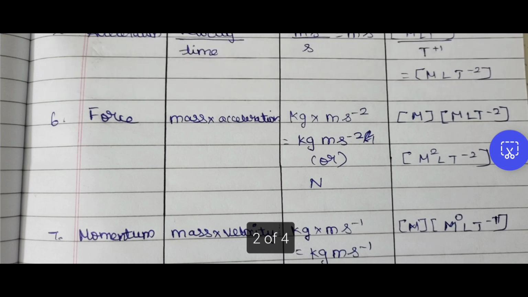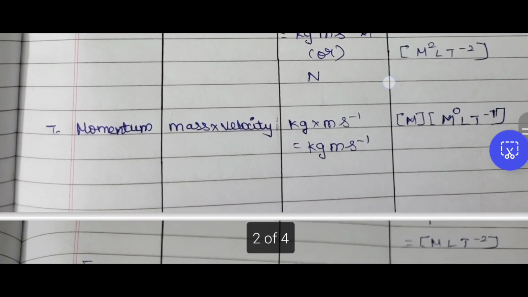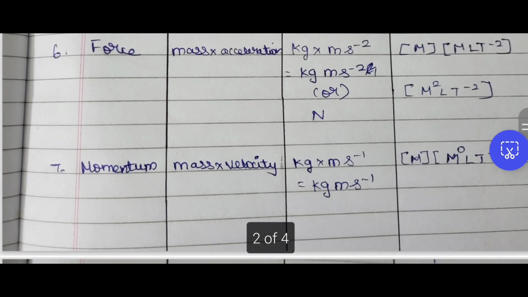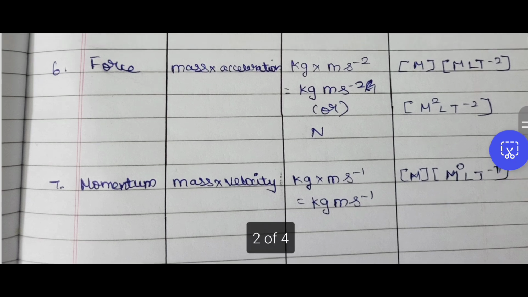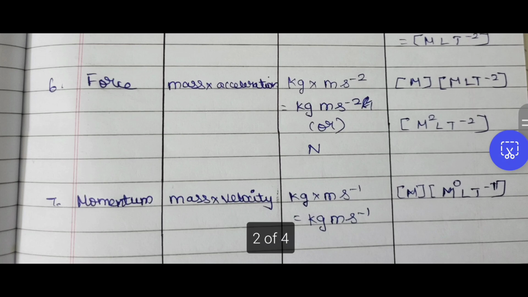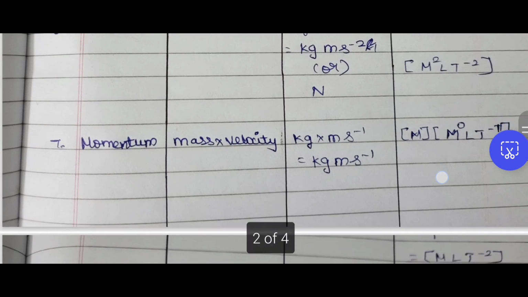Next one, momentum. The formula for momentum is mass into velocity. P is equal to m into v. The SI unit for mass is kilogram, and for velocity meter second power minus 1. So the SI unit is kg meter per second. The dimensional formula for kg is mass M, and for velocity it is M power 0 L T power minus 1. On simplifying, it will become M power 1 L T power minus 1.